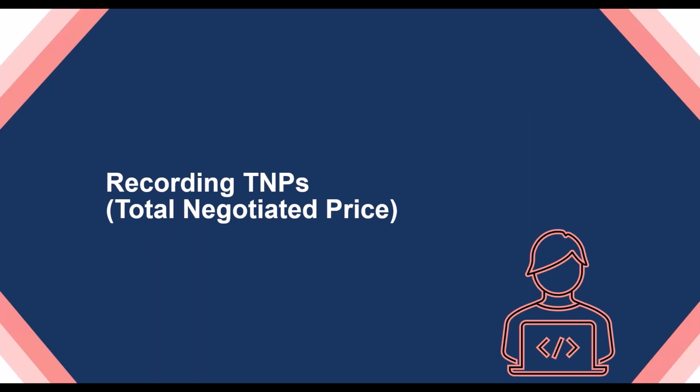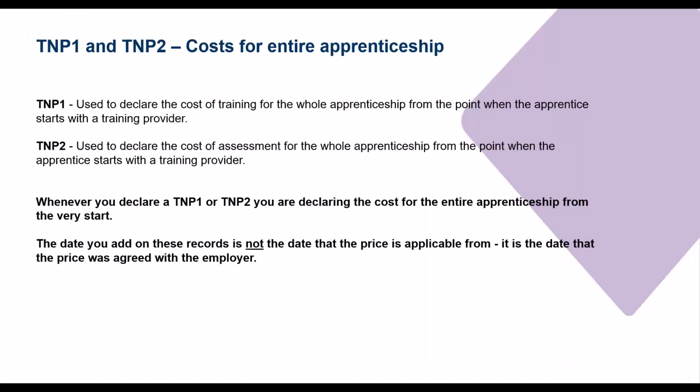Good afternoon, all. To start us off, I just wanted to start with something that hopefully we're all familiar with, and this is just a refresher, looking at TNP records. TNP records, or total negotiated price records, are essentially used to declare the financial information relating to the apprenticeship in your ILR.